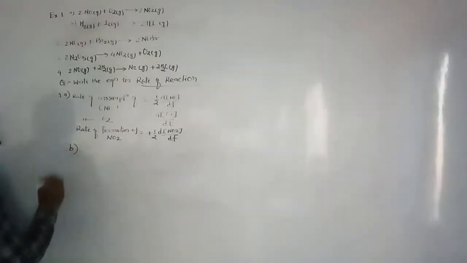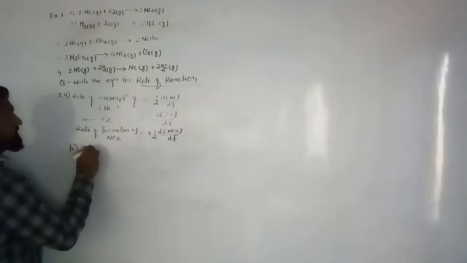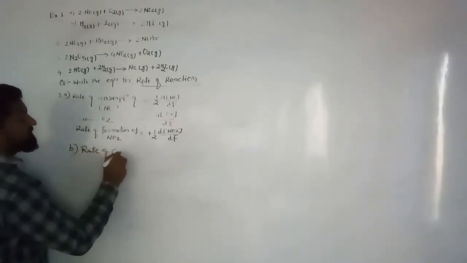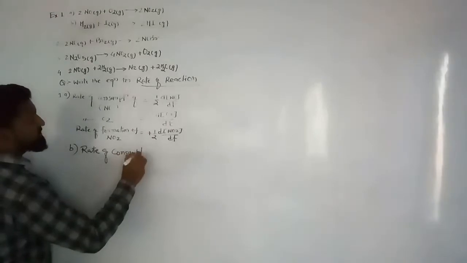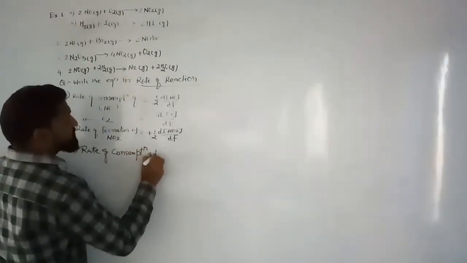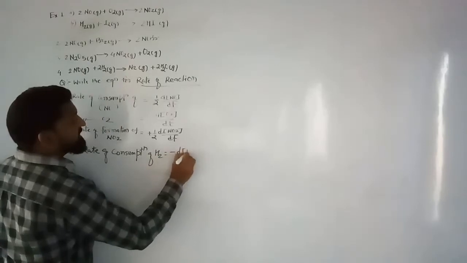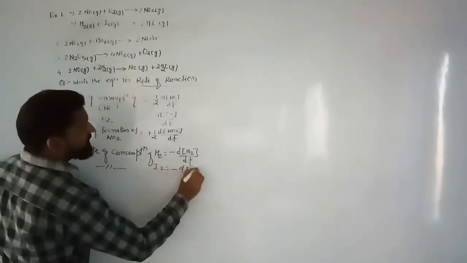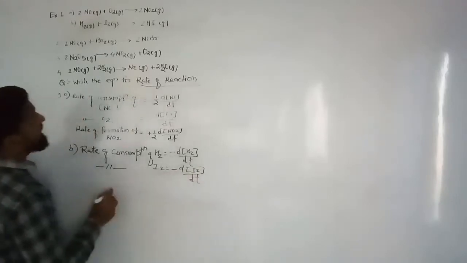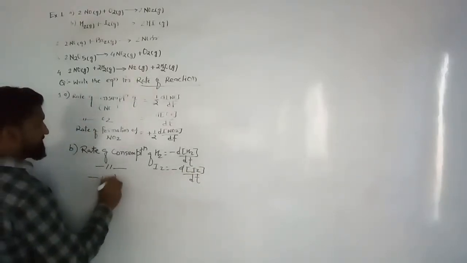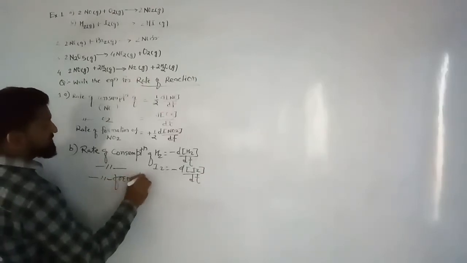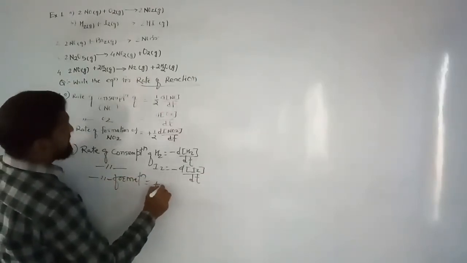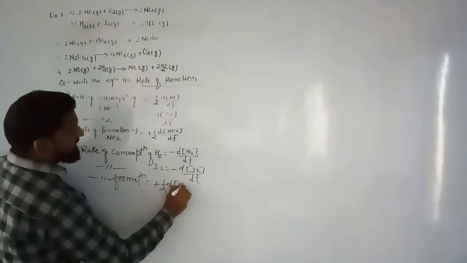After that, B. See here, what is B? Rate of consumption of H2 will be equal to minus d[H2] upon dt. Along with that, same for I2, it will be minus d[I2] upon dt. Similar to that, rate of formation of HI will be equal to plus 1 by 2 d[HI] upon dt. So in this way you can write.